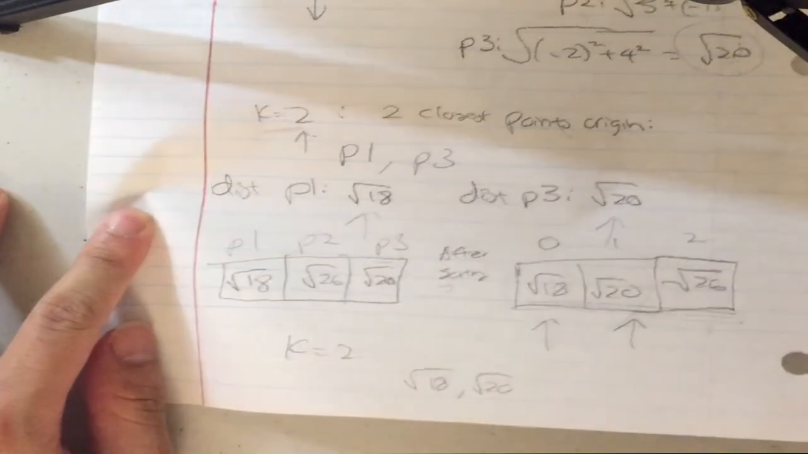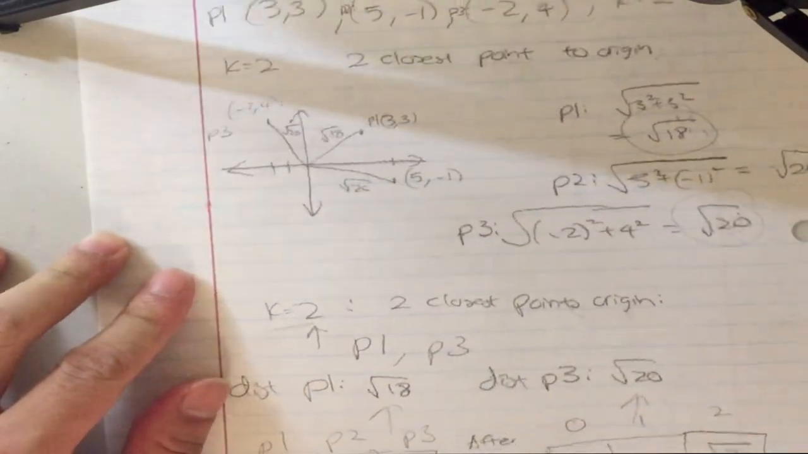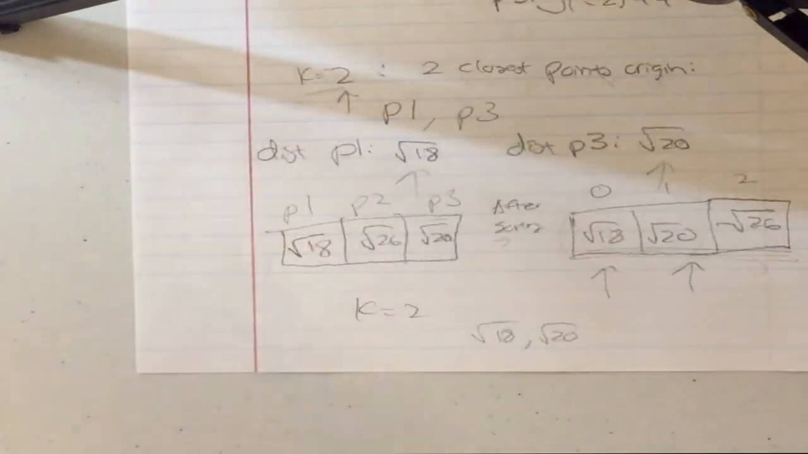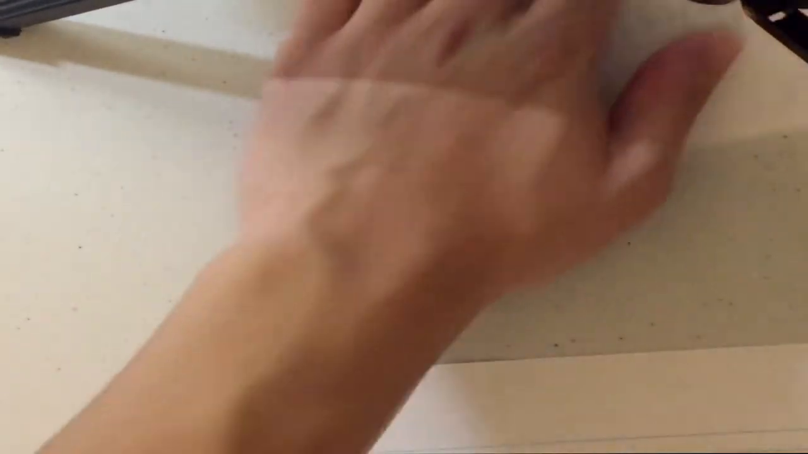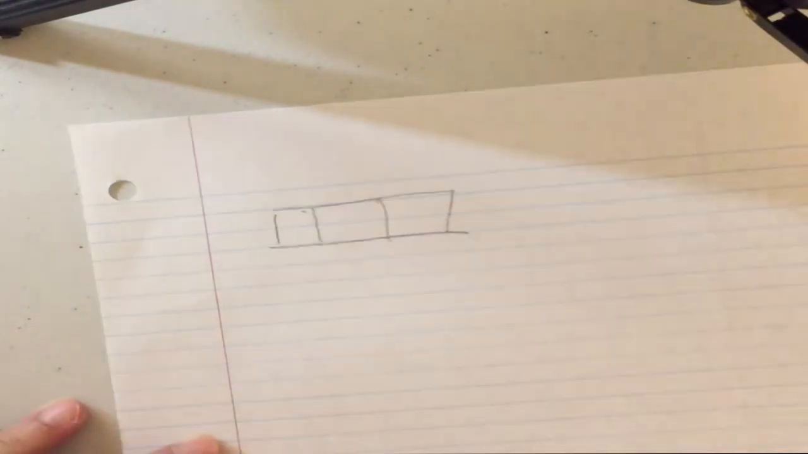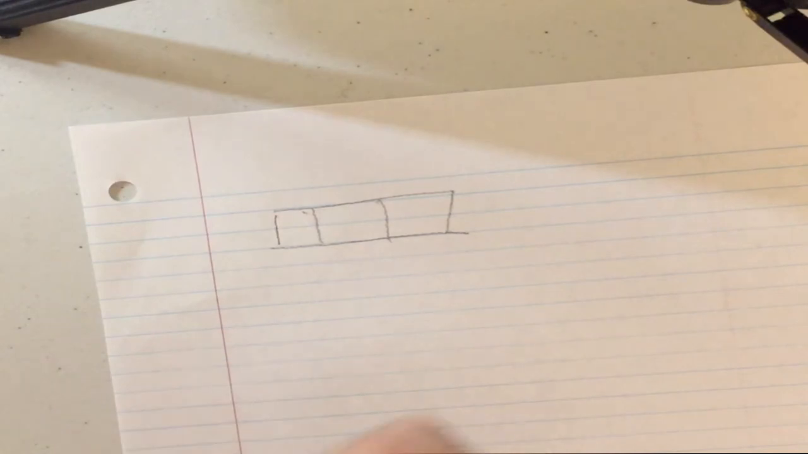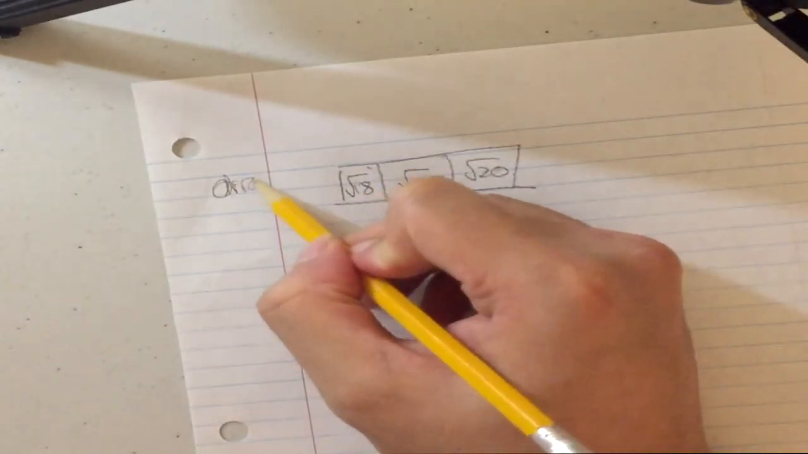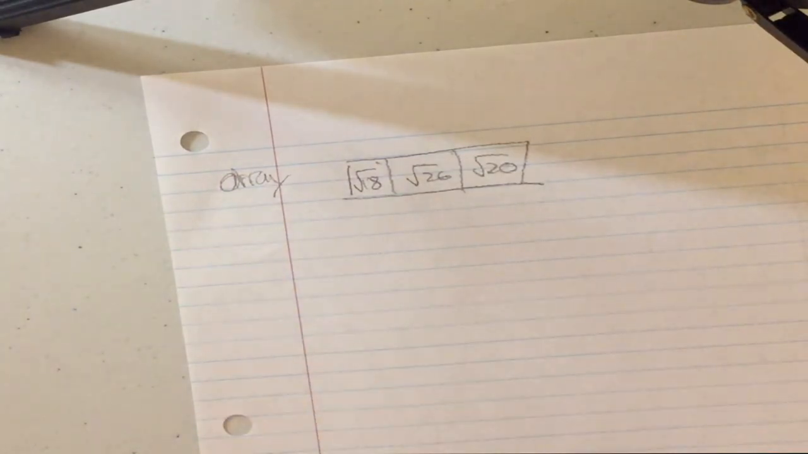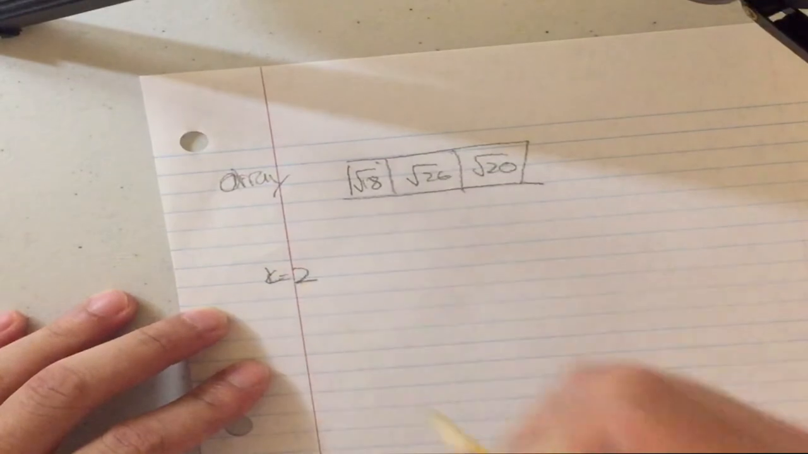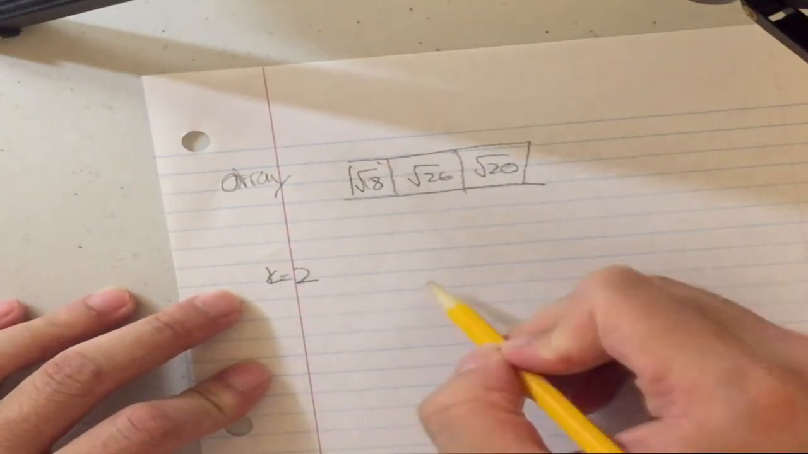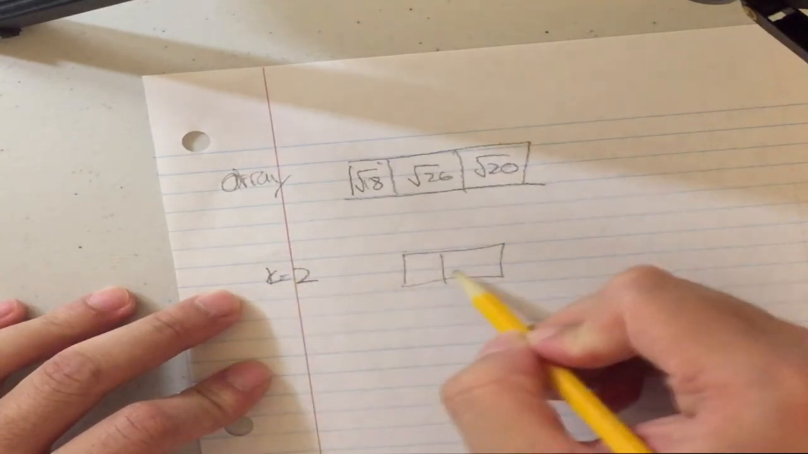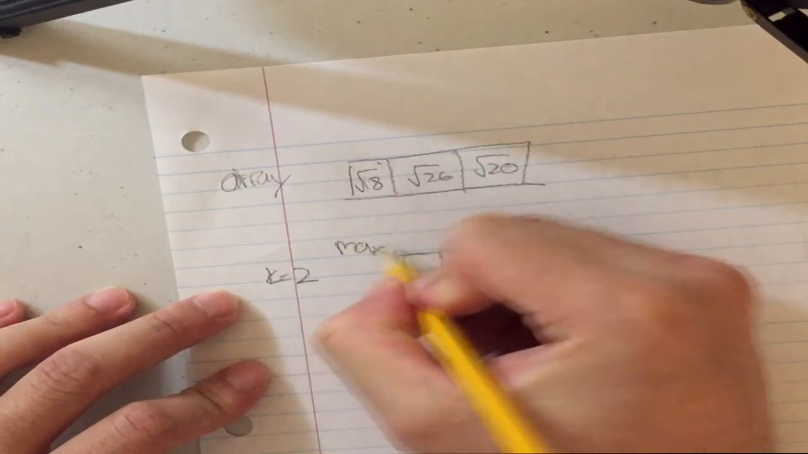If I were to calculate all the values using the distance formula from the origin and then maintain a size of k equal to 2, well, here's what I'm going to do. Based on our previous points, we have square root of 18, square root of 26, square root of 20. And these are the distances in our array. We want the kth smallest values in our array. So let's say k equals 2. I'm going to create a max heap of size k, which in this case is 2, that maintains the values.